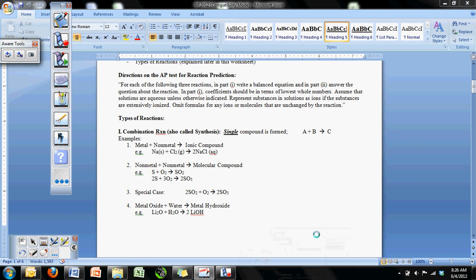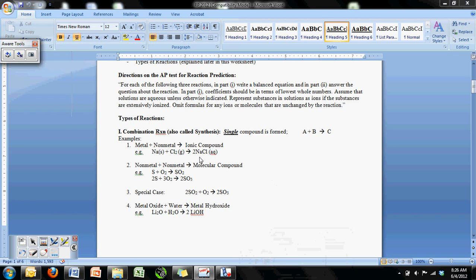In this podcast, we'll be looking at types of reactions. For the ease of studying the many different chemical reactions, we classify them into different types. The first type of reactions that we're going to look at here are called combination reactions or synthesis reactions.